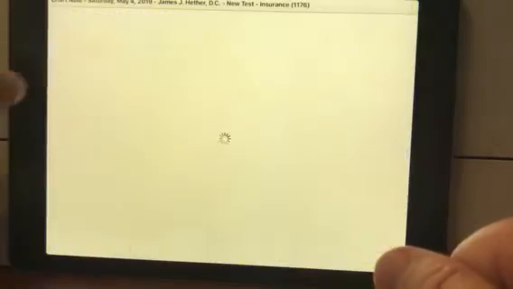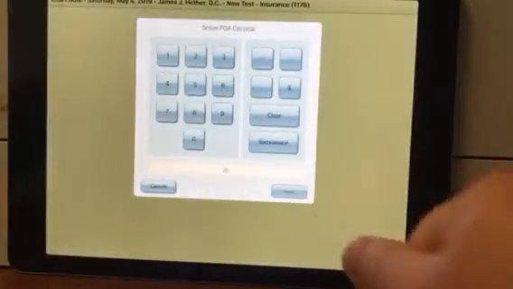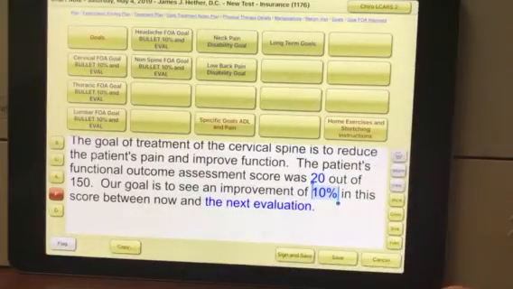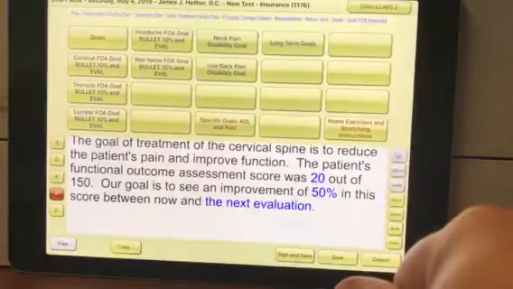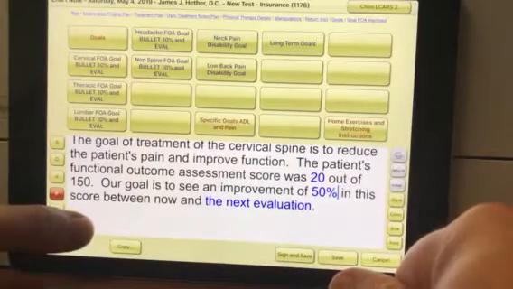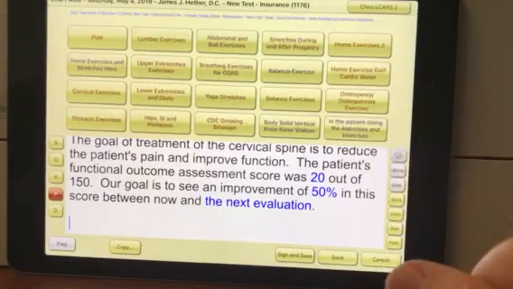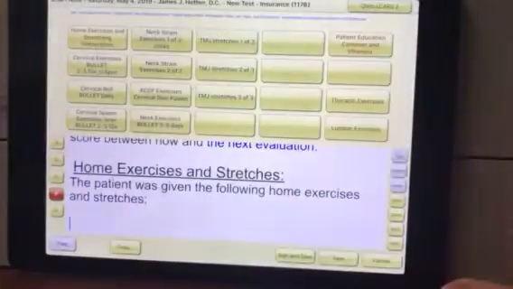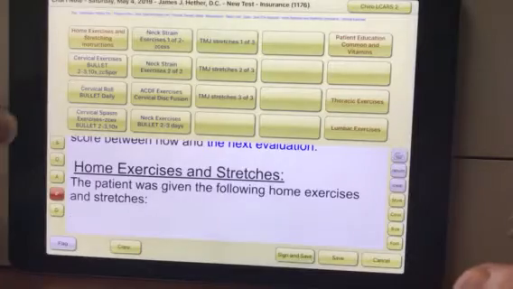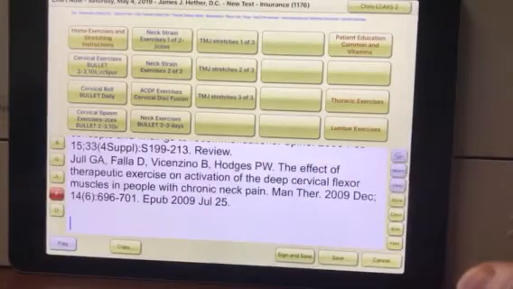So for the cervical, he scored 20 out of the 150 for the AMA guides for the pain index, and our goal is by the next examination to see a 50% reduction in that number. Beautiful. From there, I also recommended that the patient have some exercises. Under home exercises, we can introduce the home exercises, and we can say for the cervical, we're going to recommend the exercises for neck spasms right there. Good.